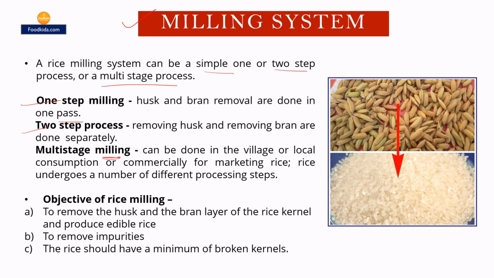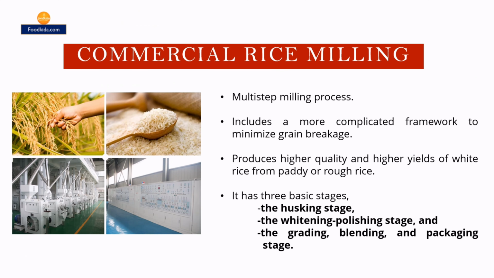The objectives of rice milling we have already discussed in previous slides. The first objective of rice milling is the removal of the husk and bran layer to produce an edible white rice, to remove the impurities and to decrease the number of broken kernels. Now we will discuss the commercial rice milling process in detail. Commercial milling mills the paddy in different processing steps, thus called a multi-stage or multi-pass milling process. The main objective of commercial milling is to reduce grain breakage and to produce higher quality and higher yield of white rice from the paddy or rough rice.